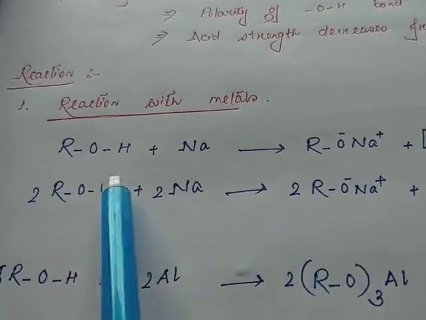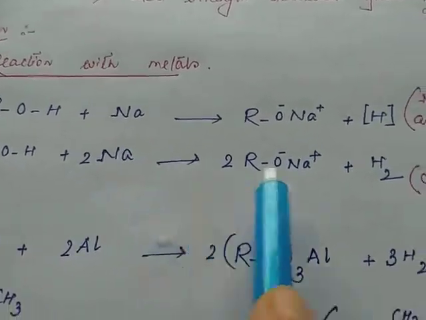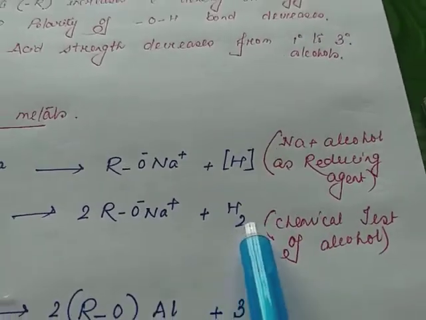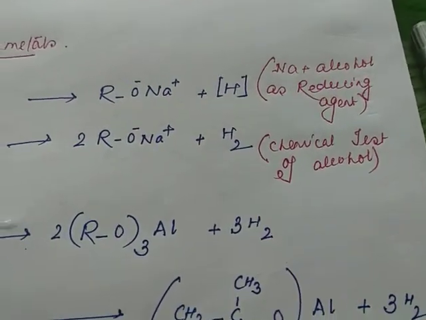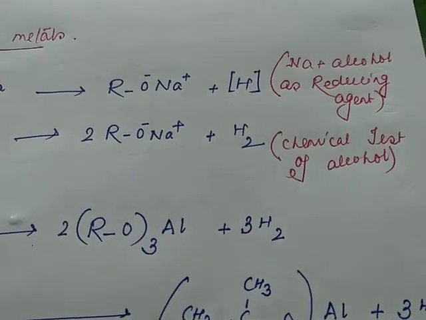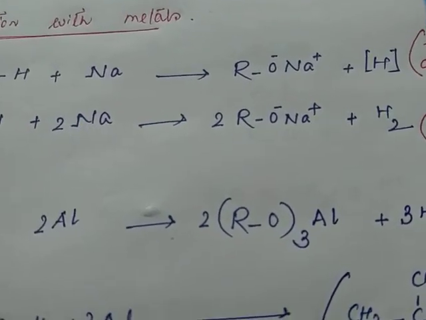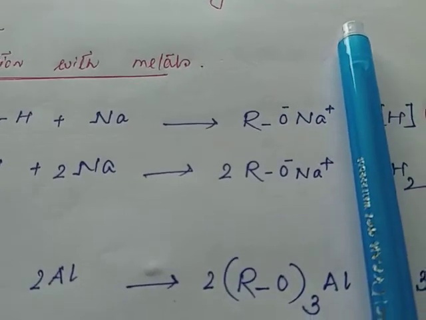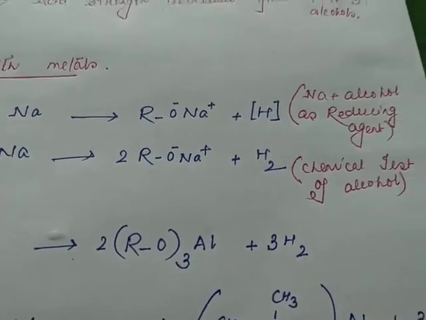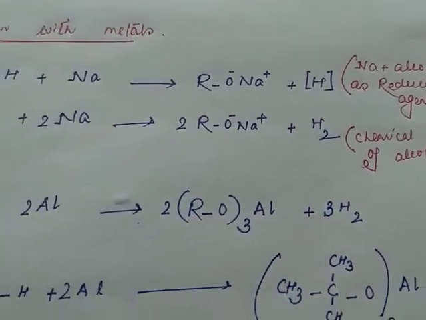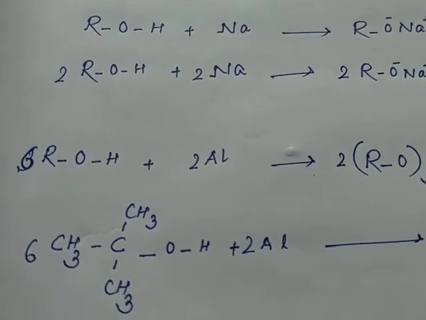When alcohol is treated with metallic sodium, in this ratio it forms H2 gas, that is, effervescence is observed. This is also used as one of the chemical tests to detect the presence of the alcohol group. To avoid explosion, as the alcohol solution may contain water, we use calcium chloride as a safety measure to absorb the moisture or water present in the alcohol.